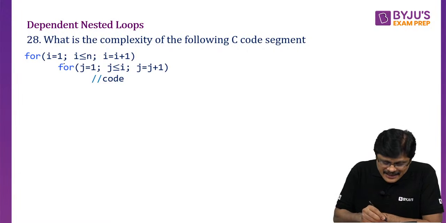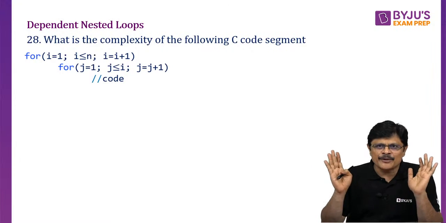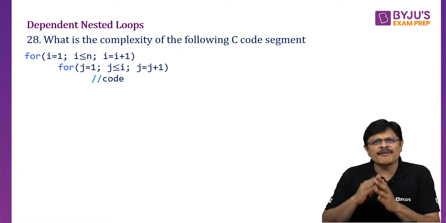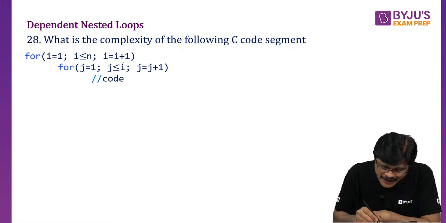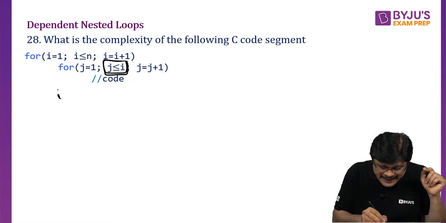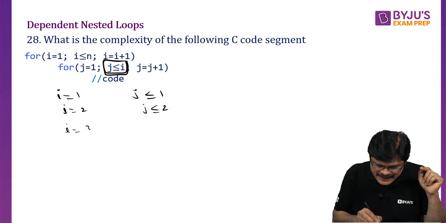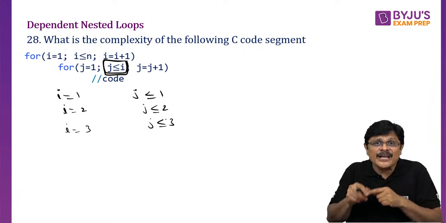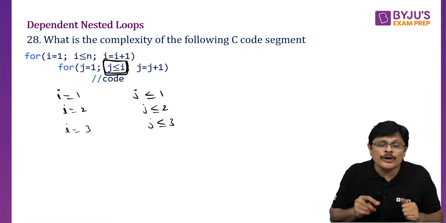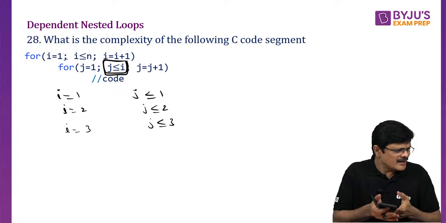See, my dear friends, if you see the previous example, the value of I varies from 1 to some value, and the J value also varies from 1 to some value independent of the I value. Here, the J value varies up to I. That is, if I is equal to 1, J varies up to 1. I is equal to 2, J varies up to 2. I is equal to 3, J varies up to 3. Is the value of the J inner loop variable depending on the outer loop variable or not?